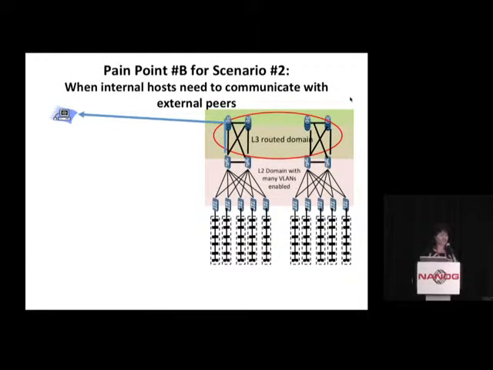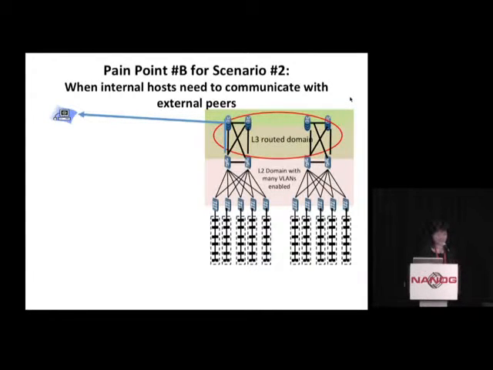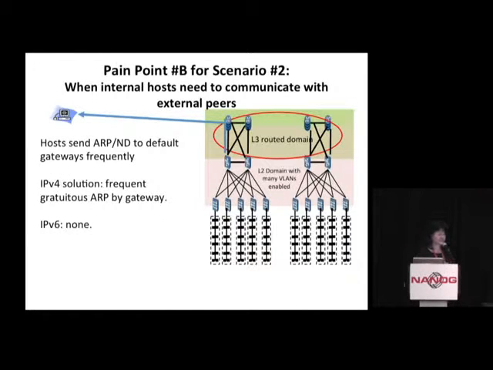Another type of traffic is from internal hosts to external peers. When internal hosts need to talk to external peers, the first thing you need to do is to send an ARP or ND request to the default gateway to find the gateway's MAC address. When you have a large number of hosts, whether in one subnet or in multiple subnets, as the number of hosts increases, the number of hits to the router gets large. And for IPv4, many vendors implement a solution of having the gateway send out gratuitous ARP. That reduces the number of requests from the hosts to the gateway.